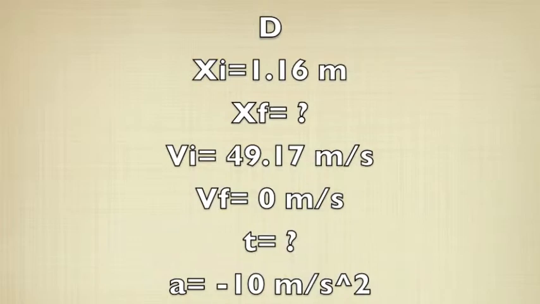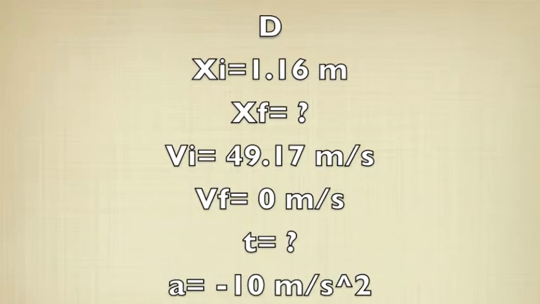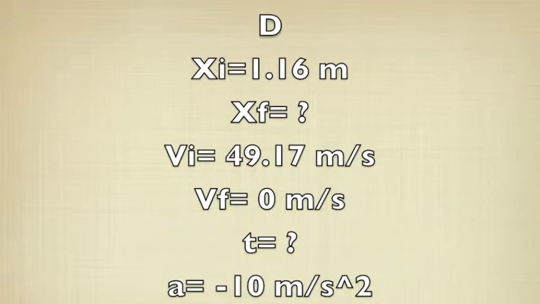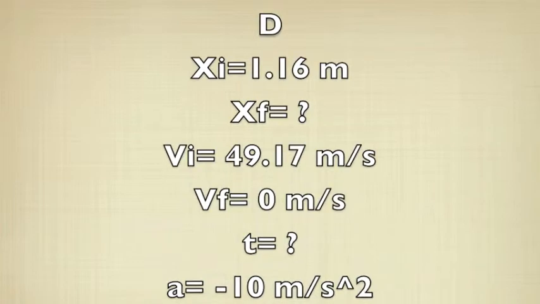We found out that the initial position was 1.16 meters, using my body as a base estimate for where my bat is when it hits the ball. We also found out that the initial velocity was 49.17 meters per second by using the internet, because we couldn't solve how fast a ball leaves the bat. And so we need to solve for final position and time to complete the kinematics equation.